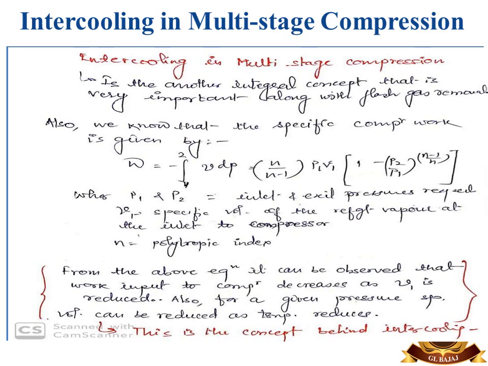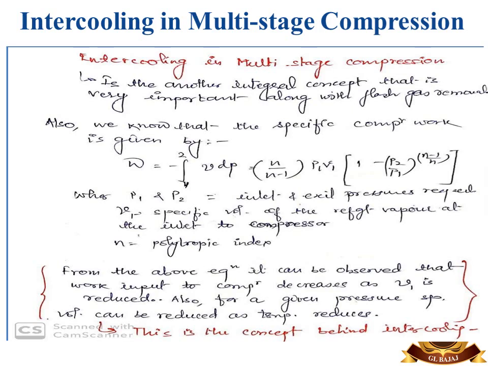As I have already told you, these two concepts are among the most integral parts before we study the multi-stage vapor compression system. Also, we know that the compressor is an open system, and the work done can be given as integral from state 1 to state 2 of minus VdP, which can further be reduced to n divided by n minus 1 times P1 V1 in brackets 1 minus (P2 by P1) to the power (n minus 1) by n, where P1 and P2 are the inlet and exit pressures, while V1 is the specific volume of the refrigerant at the entry to the compressor, and n is the polytropic index.